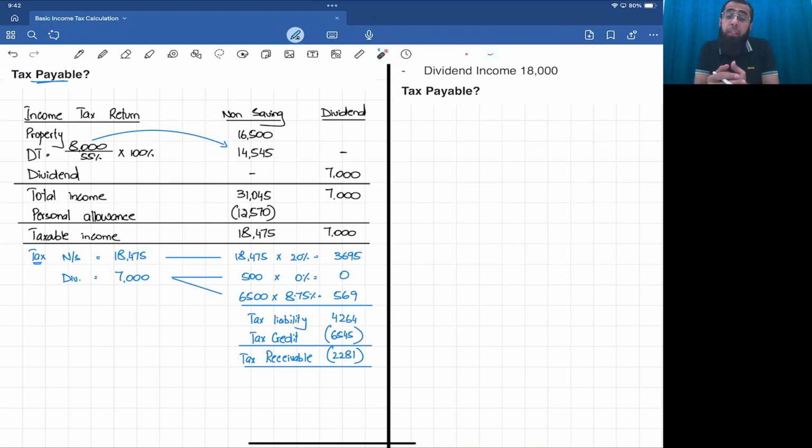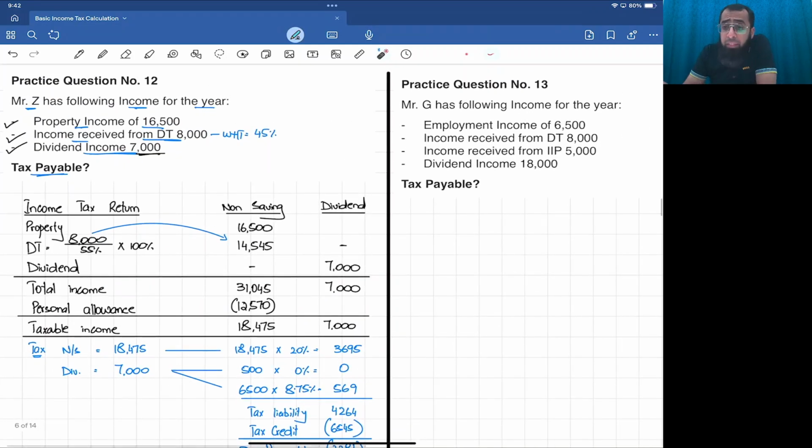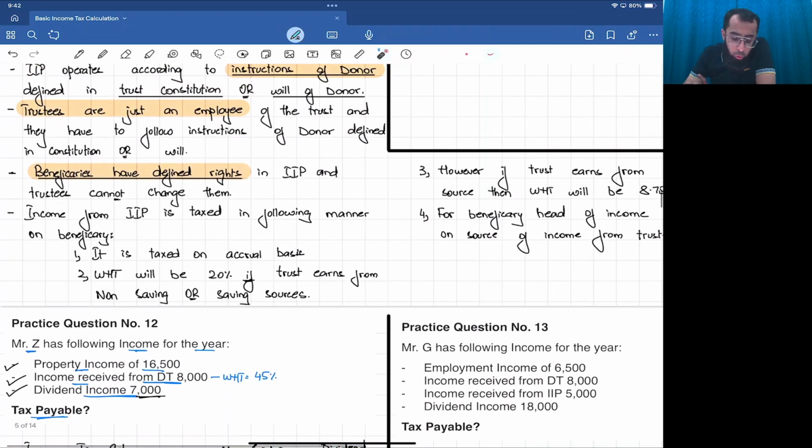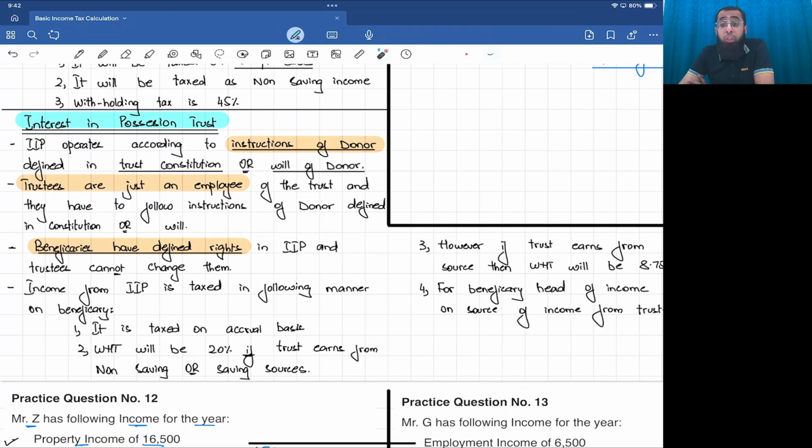Till 37,700, it's 20%. So obviously 18475 lies within the band. Then 500 at 0%, remaining dividend goes at 8.75%. You get your liability, you adjust your advance tax to arrive at the final tax value. So I believe it's not difficult. Just a quick review of what we did in the previous class. Now let's move forward and introduce the concept of interest in possession trust, what it is and how it works. Okay, let's look at that.